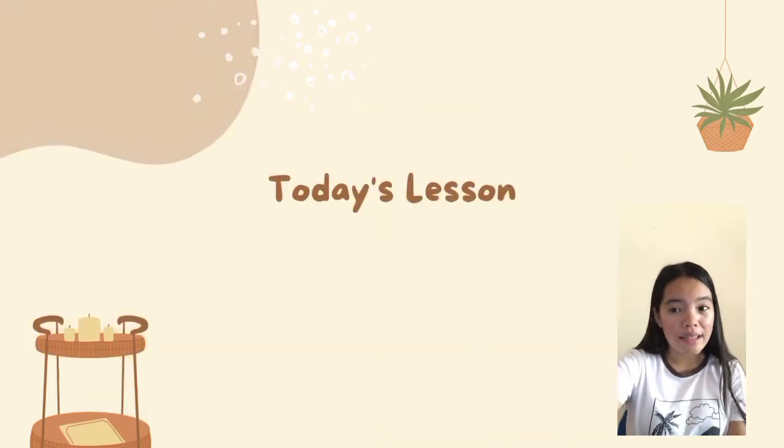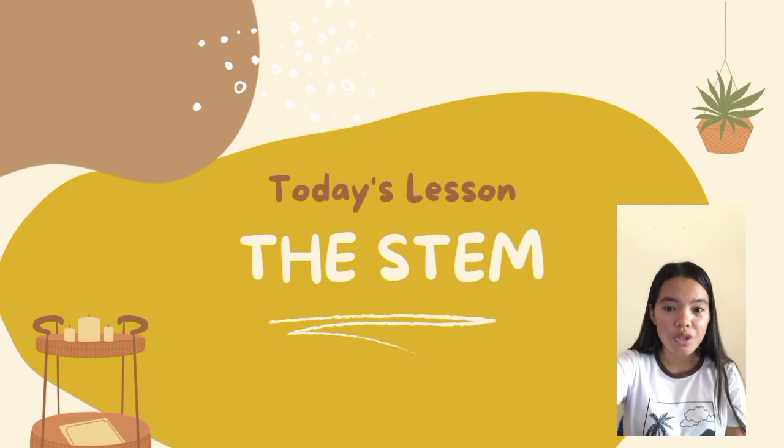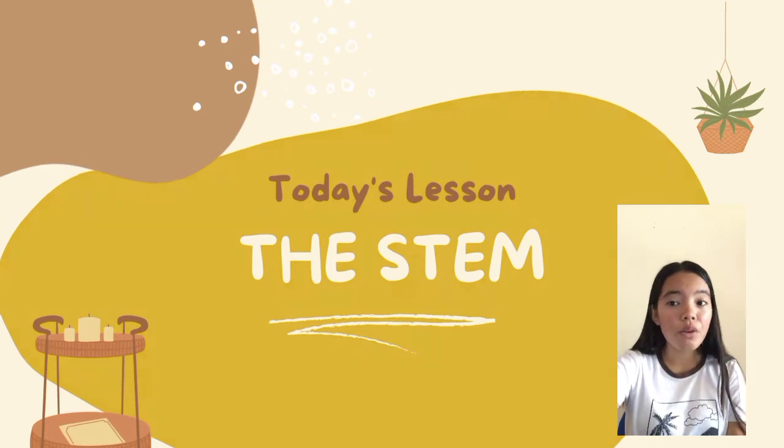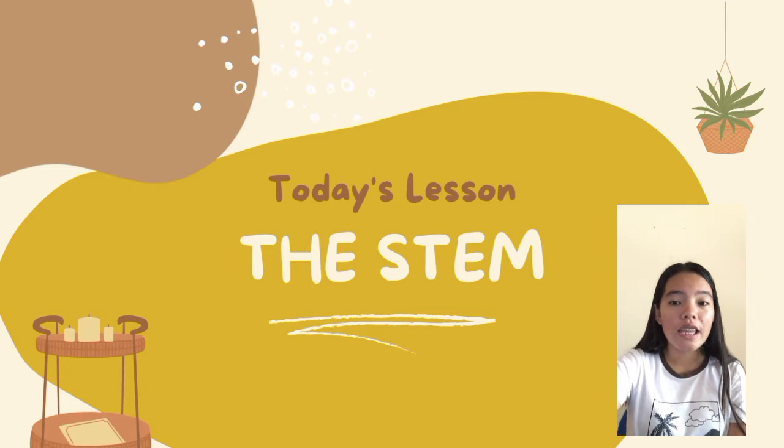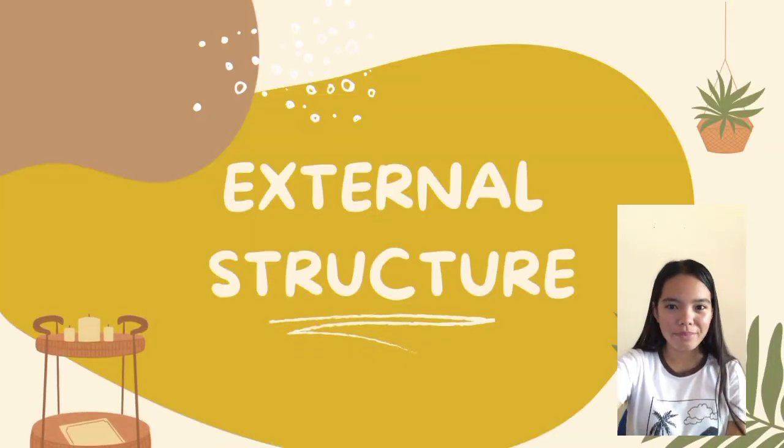The stem of the plant connects the roots to the leaves, helping to absorb and transport water and minerals to different parts of the plant. It also helps to transport the products of photosynthesis, namely the sugars, from the leaves to the rest of the plant.